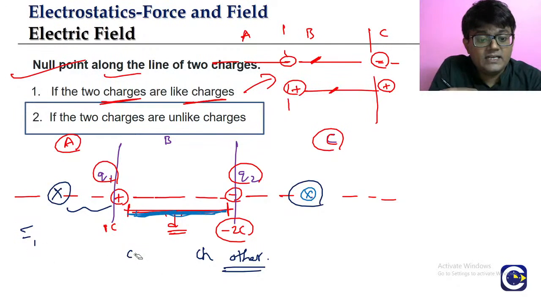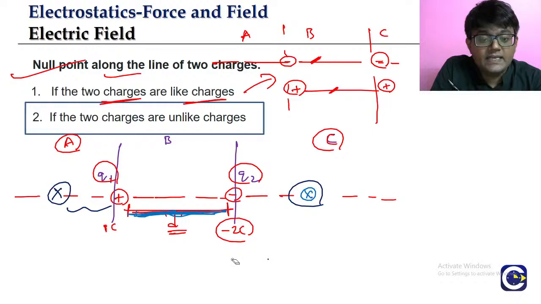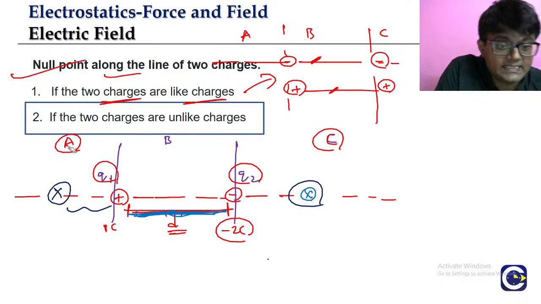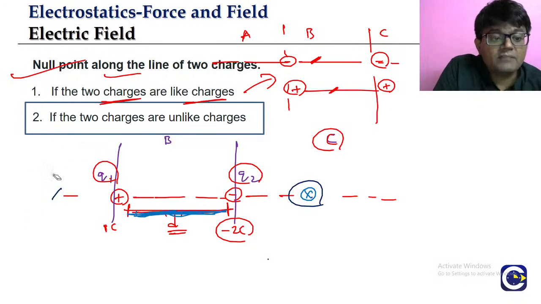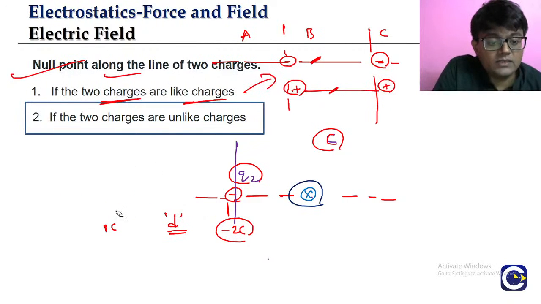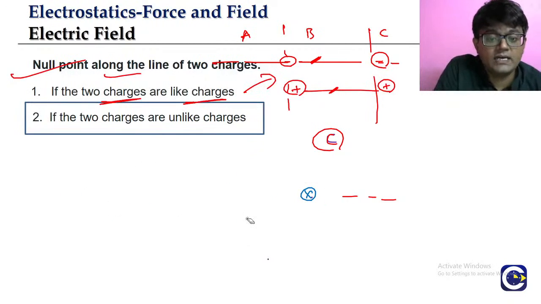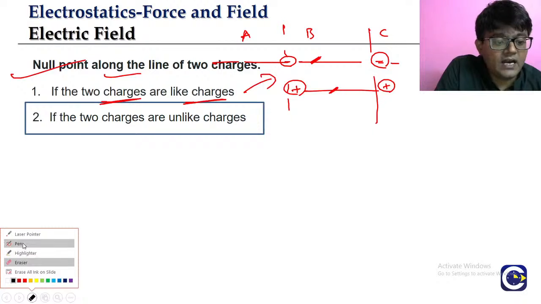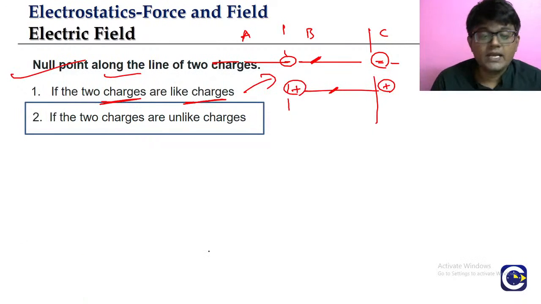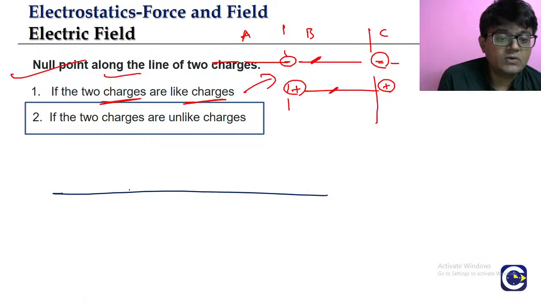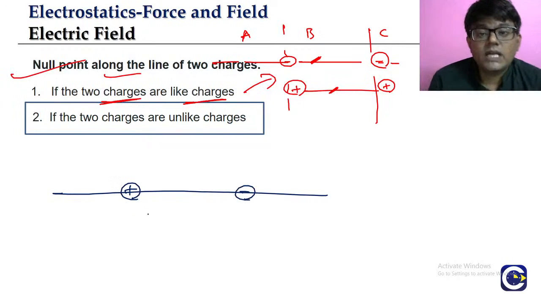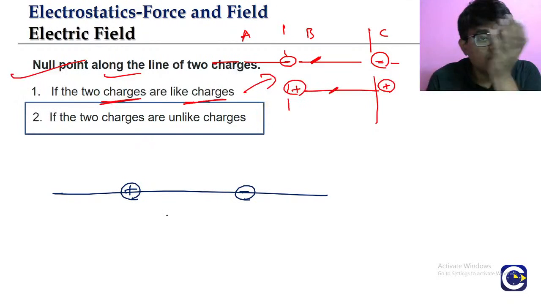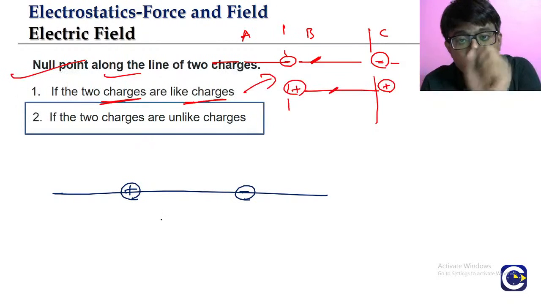On the side, in region C, the electric fields are in opposite directions, but their magnitudes can never become equal. We have already seen that. What is the reason? From the electric field expression, one electric field will always be higher than the other electric field. Okay? Now you will have a doubt. Sir, you said that for opposite charges the null point will come on the region which is closer to the lower magnitude charge.